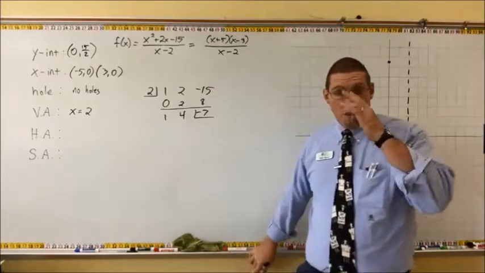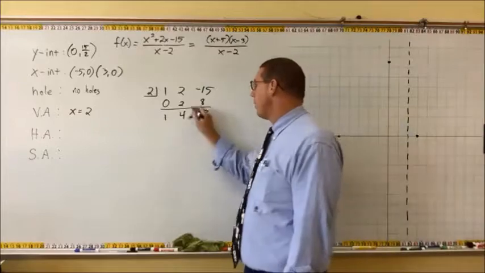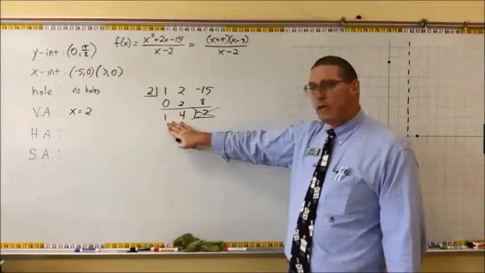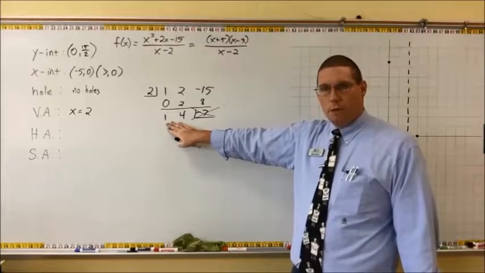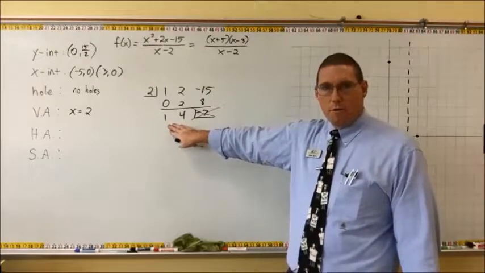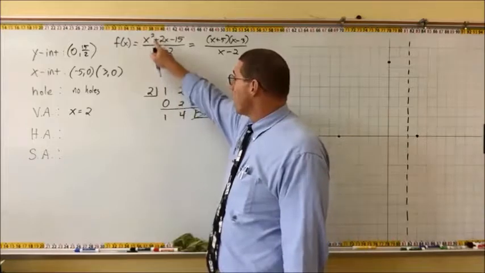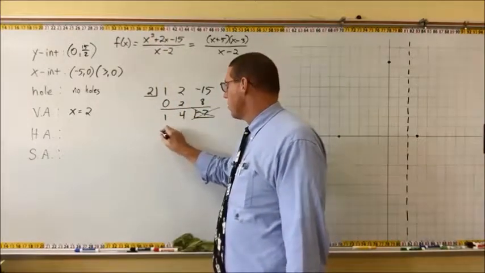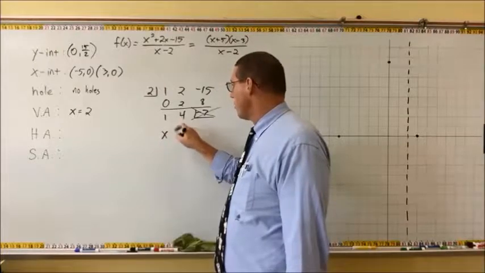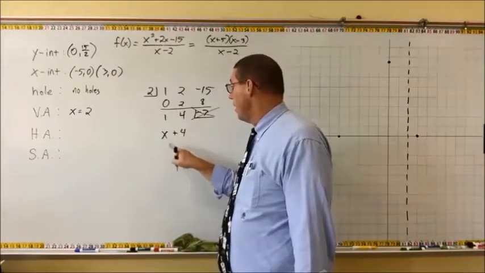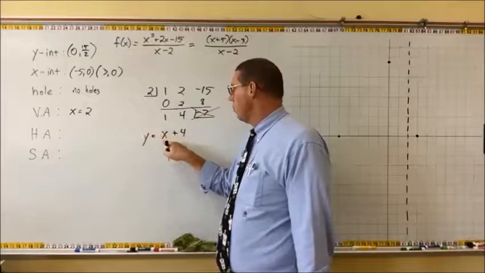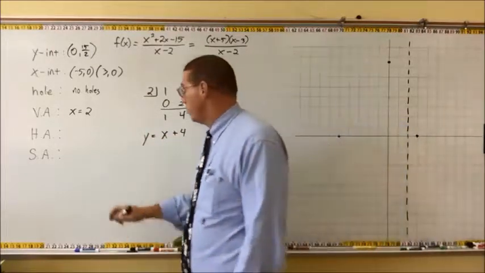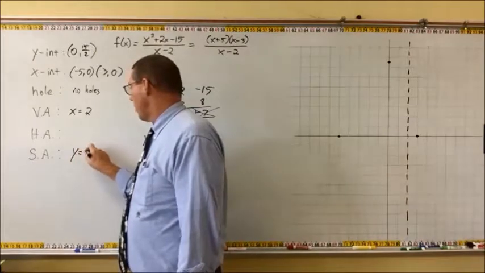But remember, with a slant asymptote, we don't care about the remainder at all. We only care about the linear polynomial, the equation of the line, that results from the division. So, if we started out as x to the second power, this is x to the first power. So this is going to be x to the first. This is a positive 4 plus 4. And so we have y equals x plus 4. That is our slant asymptote. Y equals x plus 4.